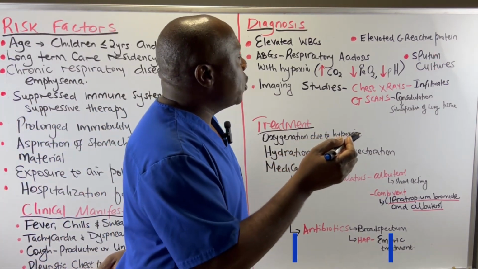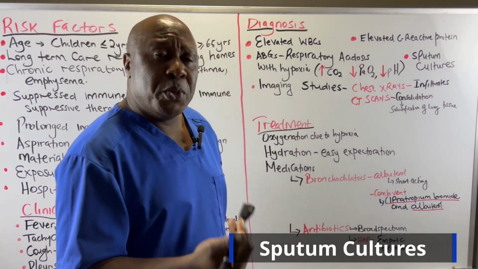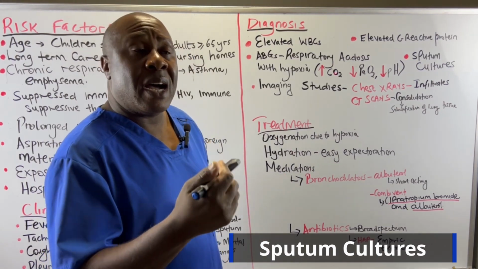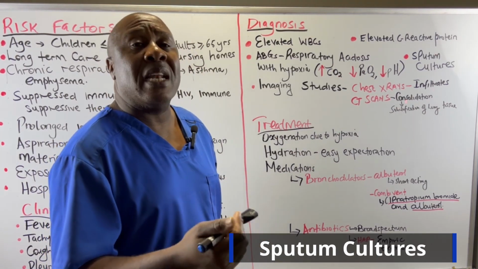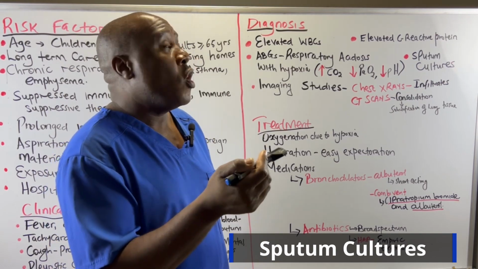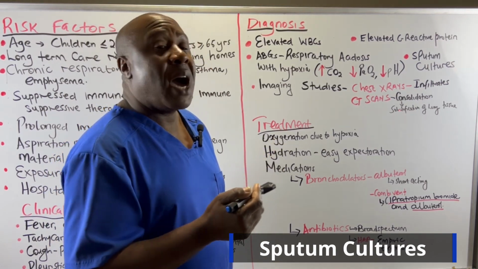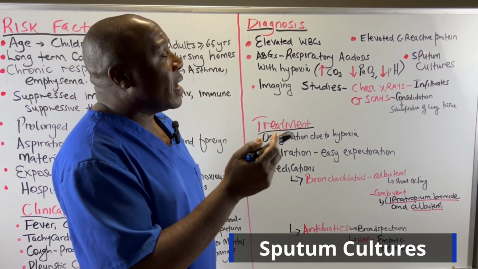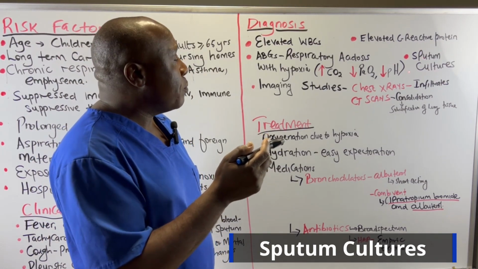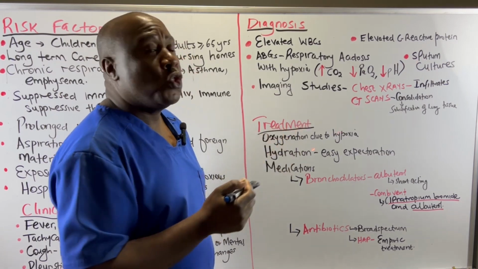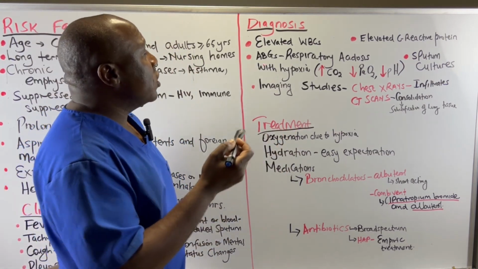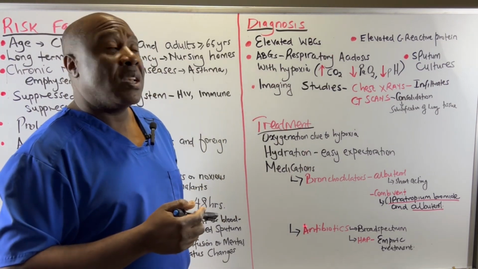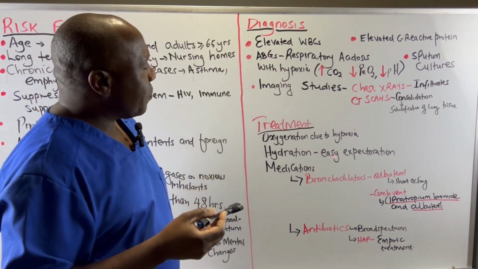We have also sputum cultures. We obtain sputum from these particular patients, and then they are exposed to tests in the laboratory to try and determine what microorganisms are found in that particular sputum. And this will normally help to find out which best medication can be used to treat this particular pneumonia. So these are the various ways in which we can diagnose this particular pneumonia.